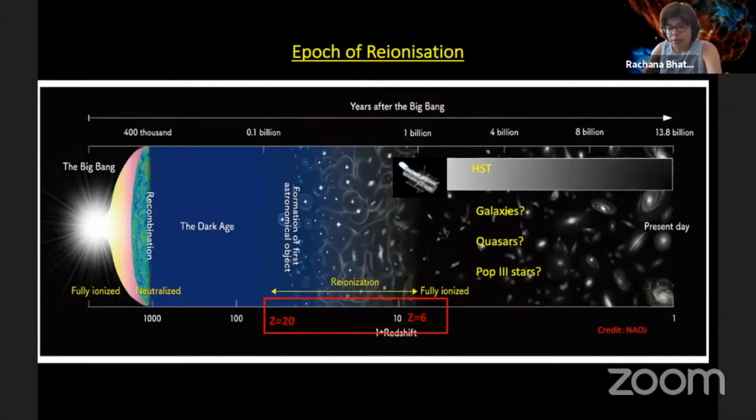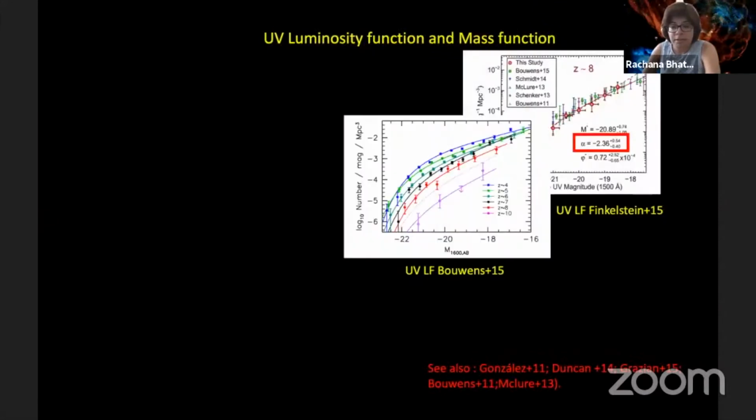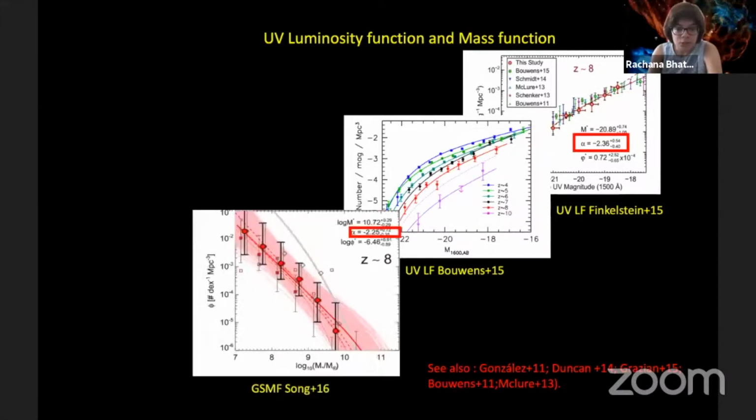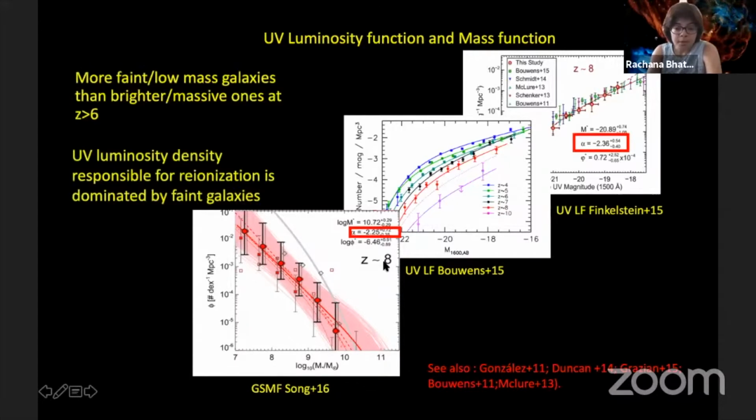So, for example, if you look at the luminosity function studied by Finkelstein et al. and Bouwens et al. out to redshift 8 and 10, you will see that it revealed a very steep faint-end slope at these redshifts, which essentially means that there is a significant contribution from the faint galaxies. And also, if we look at, for example, the stellar mass function studied by Song et al., it also shows that the mass function evolves with time, and it actually becomes steeper with higher redshift, such that there are more low mass galaxies at high redshift than at low redshift.